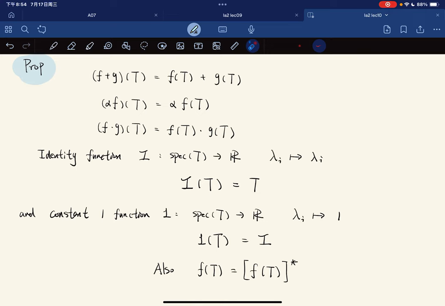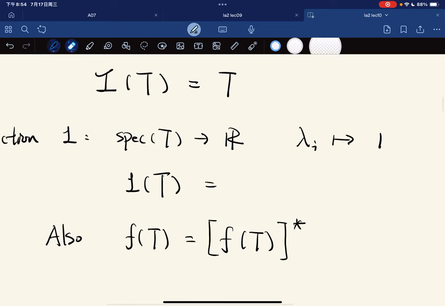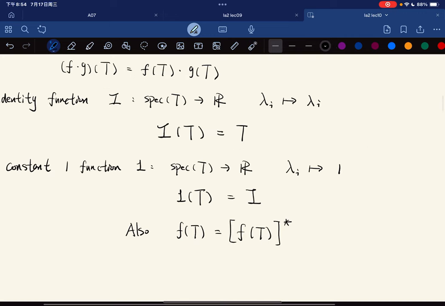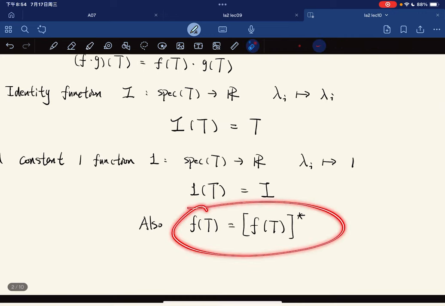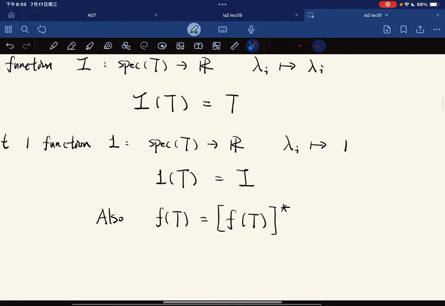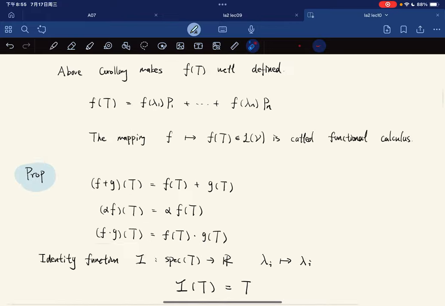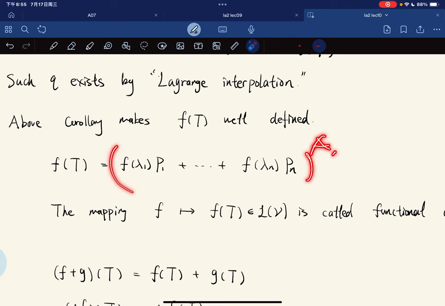Yes. Also we have the identity function: its functional calculus is equal to T. And the constant 1 function, which takes all lambda to 1, gives you the identity linear map under the functional calculus. Okay? And also f of T is self-adjoint. I think this should be clear enough, because from the definition we take those projections, and they are self-adjoint.